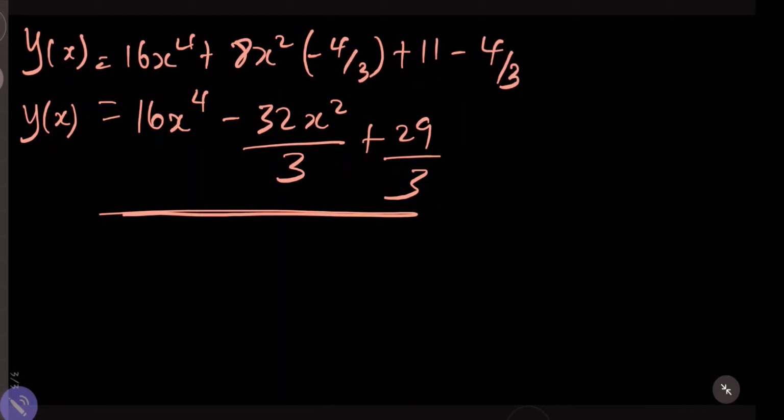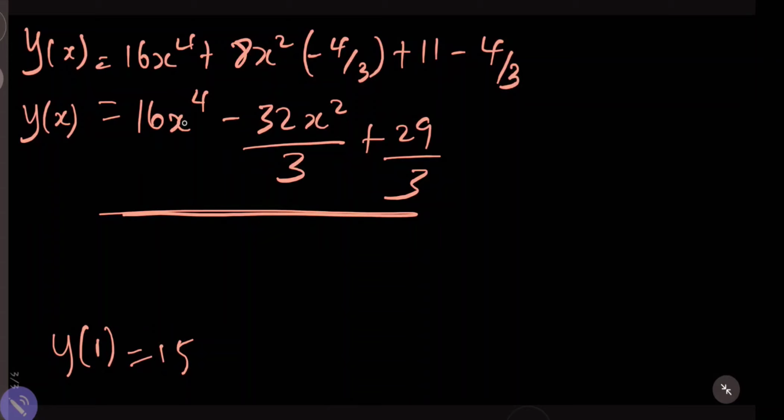Now, to check if your answer is correct, when you put 1 for every x, you should be able to get back 15. Remember, our initial condition said y of 1 equals 15. So for every x that's 1, our y should be 15.